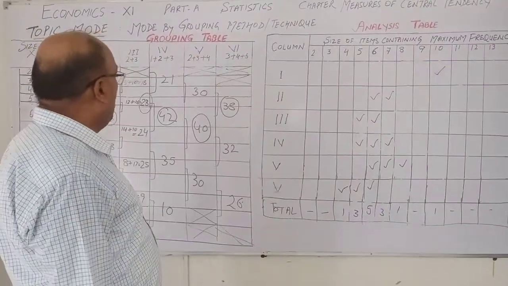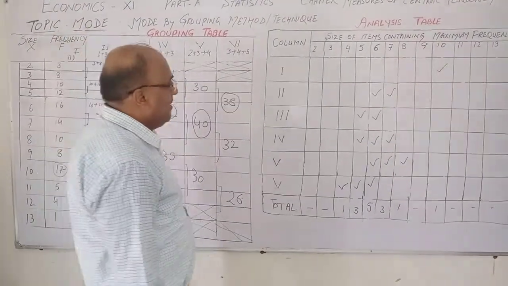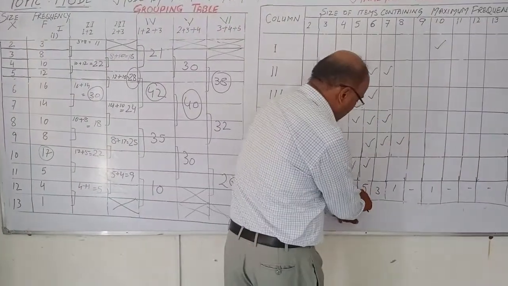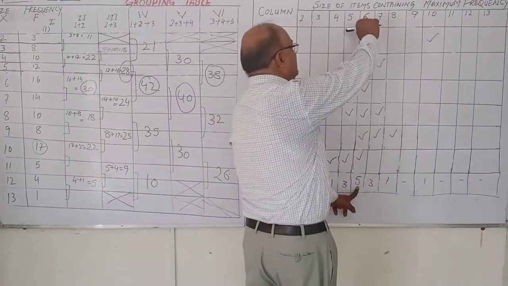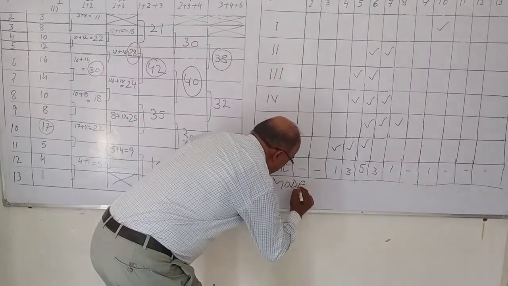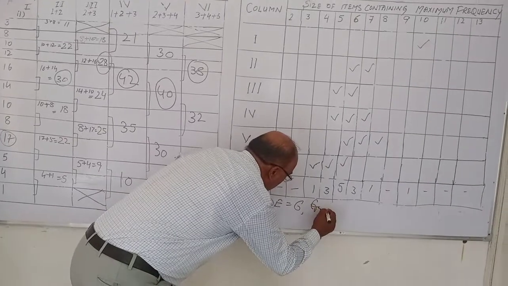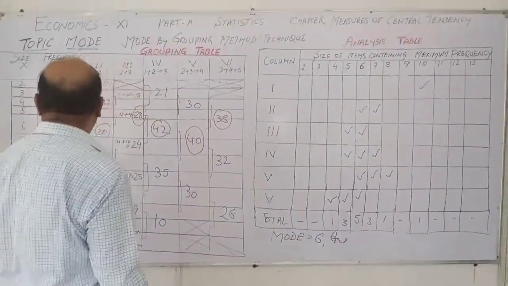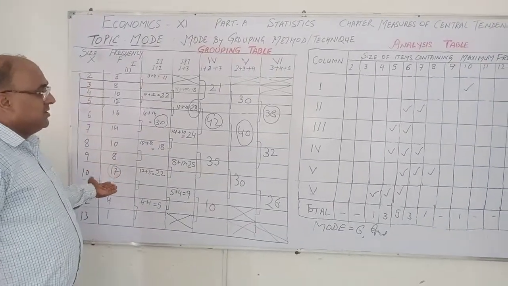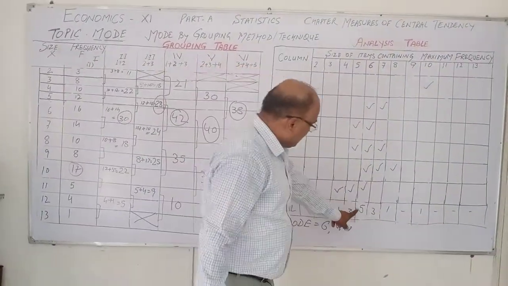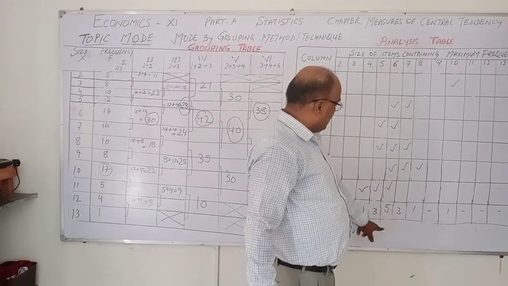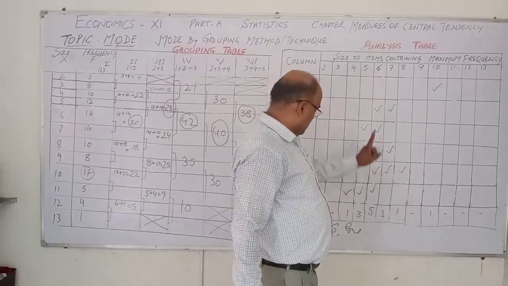So now we have to find the mode. Maximum number of ticks is 5. In front of 5, the size is 6. So the mode is 6. So 6 is the mode, though its frequency is 16 and 17 is left out. So this is the way to find mode. Maximum ticks 5, in front of 5 the size is 6. So 6 is the mode value.